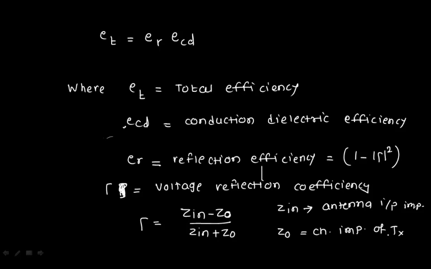Now by introducing the value of ER in the equation, how can I write this ET? This ER is nothing but the reflection efficiency, and we have calculated that the efficiency is 1 minus rho square. So if you put that value in the equation, the total efficiency or the antenna efficiency will be ECD times 1 minus this particular reflection coefficient squared.